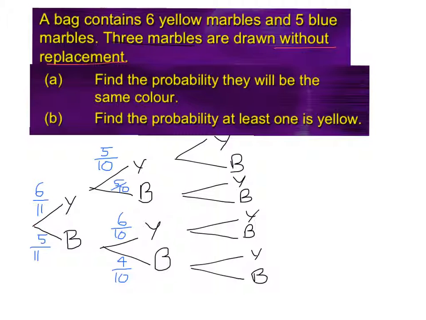Let's go along the next branch over here. If the next one chosen is a yellow, that means instead of 5, there's going to be 4 yellows left out of a total of 9. And you can see that the denominator is going to be 9 for all of these branches, because we've chosen a marble when there was 11, then we've chosen another marble when there was 10, and then we've chosen another marble. So there's only going to be 9 marbles left to choose from on that third draw.